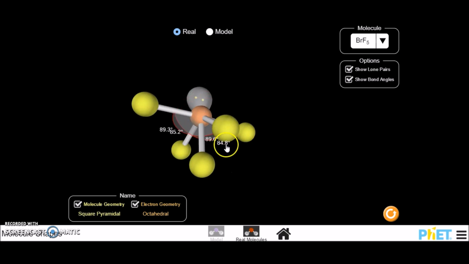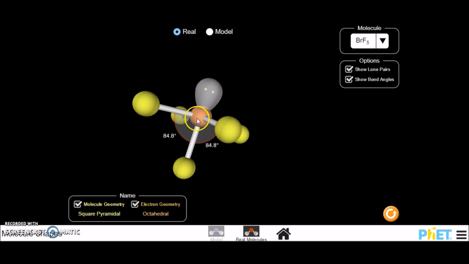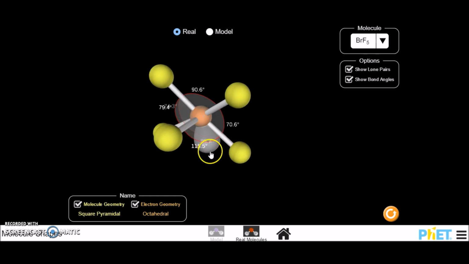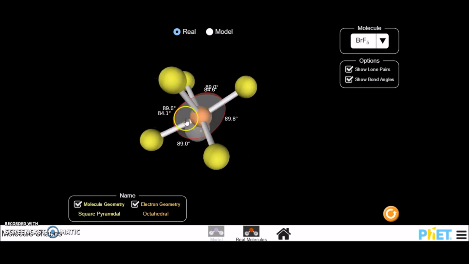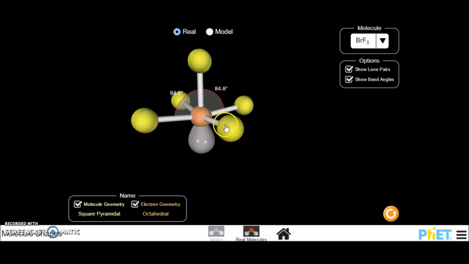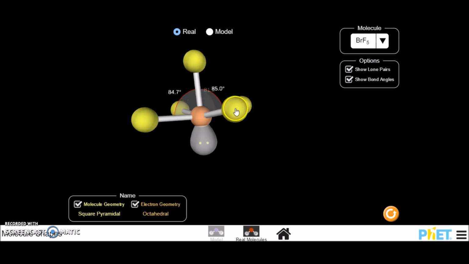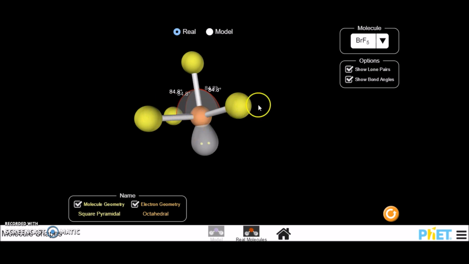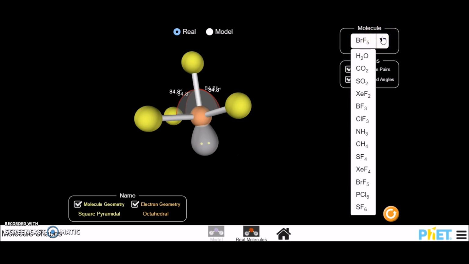Here we have another one. We've got our bromine in the middle, our fluorines around the outside, and a massive lone pair up here. This is square pyramidal. If I just try and get that one up to the top, move that one up a little bit, you can see the flat bit there. So we've got a square base, and then we've got a top to the pyramid up there, and then the lone pairs coming down the bottom. But again, because we've got one, two, three in our square top and bottom, the electron geometry is going to be octahedral.